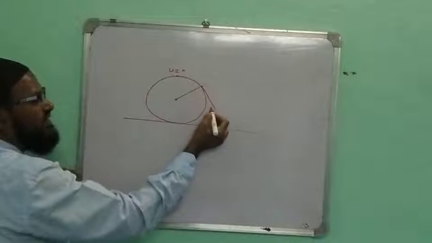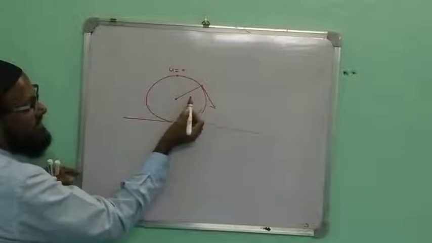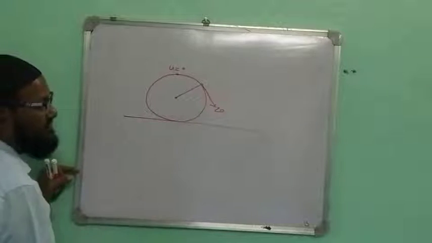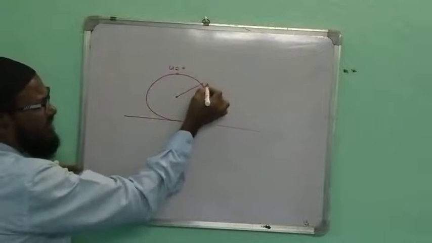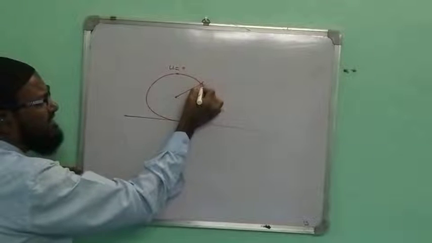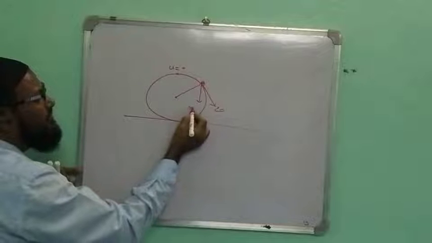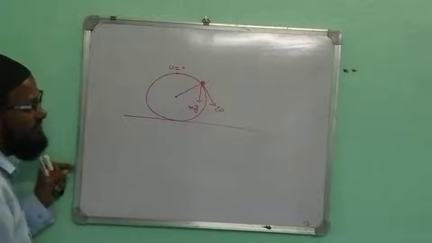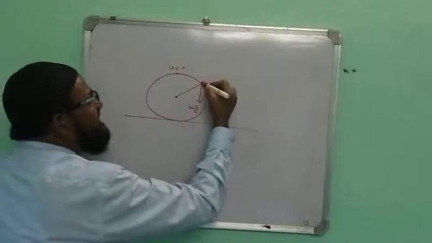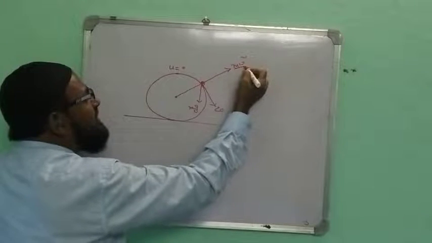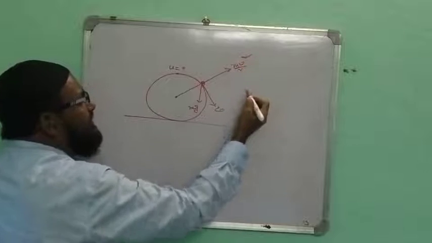What is the direction of the velocity? It is tangent. Tangent and radius are perpendicular to each other. This is the velocity at this point, this is the body here. This is mg. And this is the centrifugal force, mv squared by r.